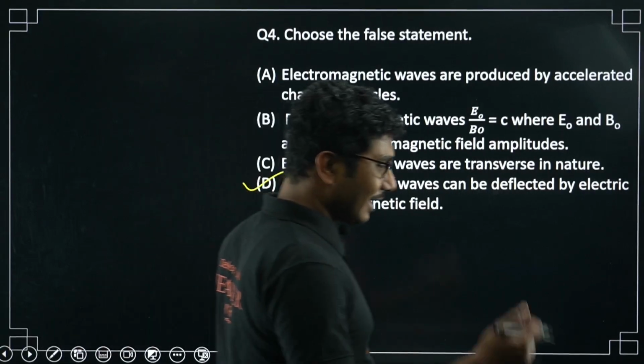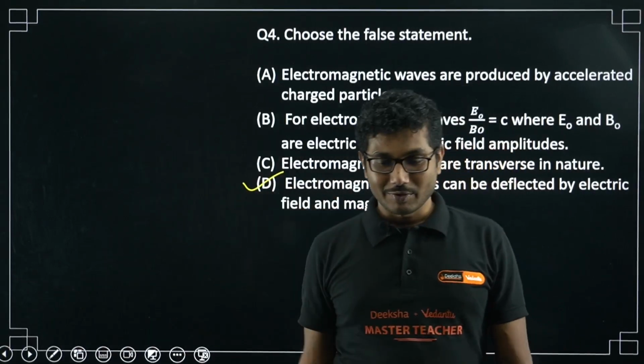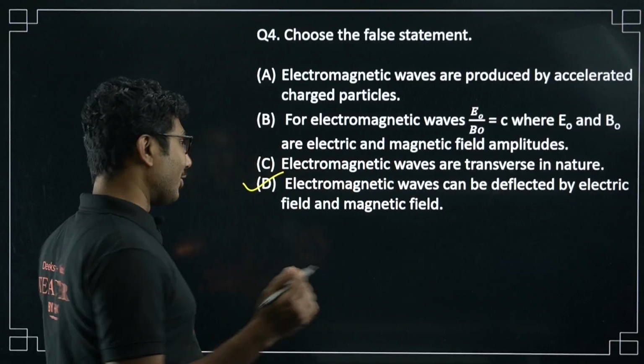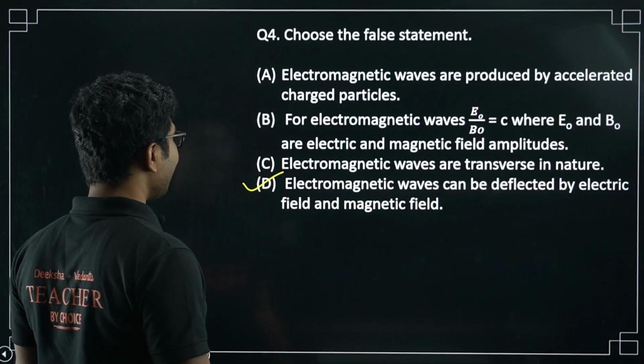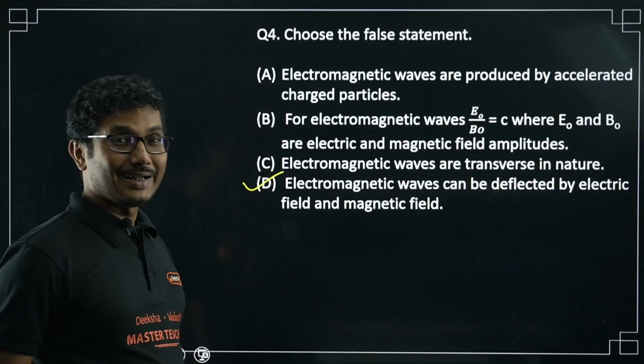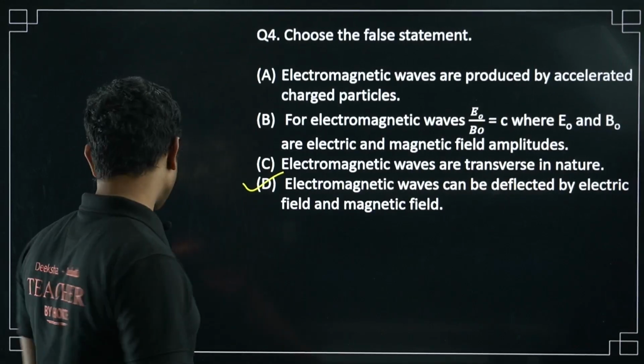That is why gamma rays, for example, which are one of the examples of electromagnetic waves, do not deflect in any electric or magnetic field. They pass straight. Very interesting, right? So even though they are produced by electric and magnetic fields, they do not get deflected by electric and magnetic fields.